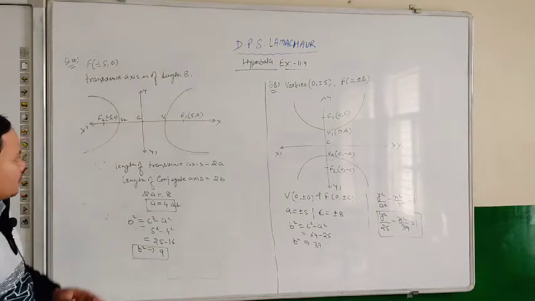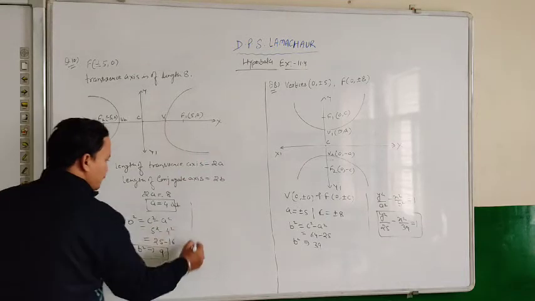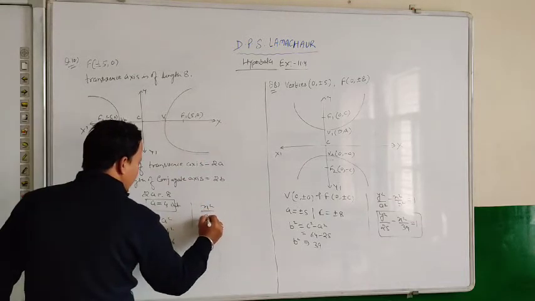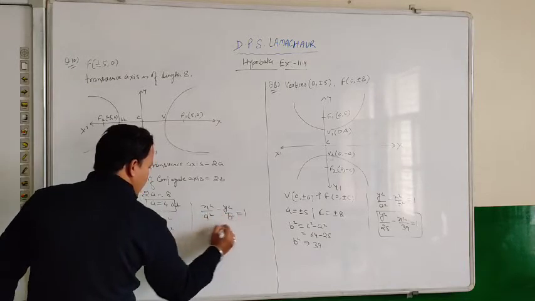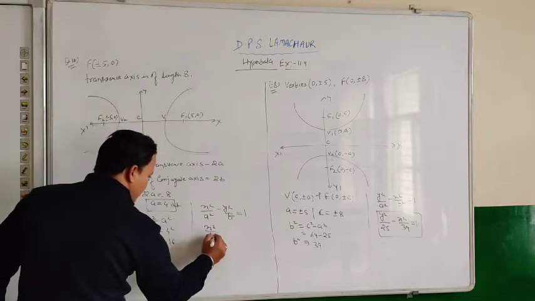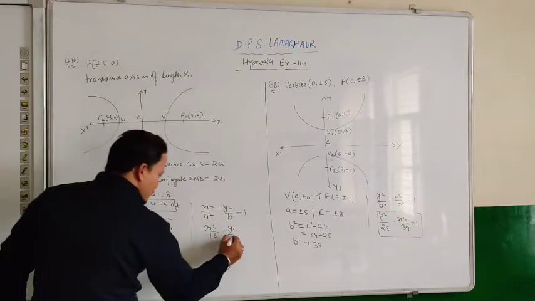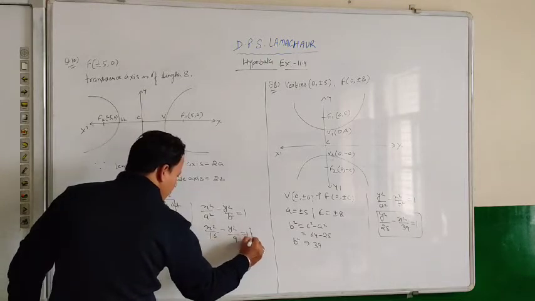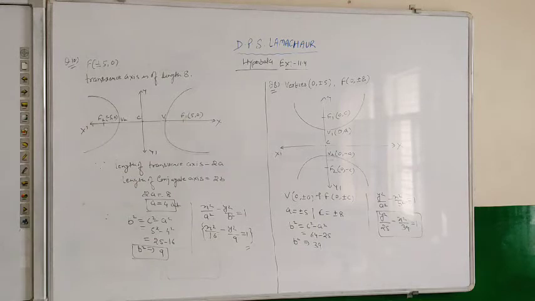Now, the equation of hyperbola which is symmetric about x axis is x square upon a square minus y square upon b square is equal to 1. Now, putting the value of a and b here, x square upon a square, that is 16, minus y square upon b square, value of b square is 9, equal to 1. So, this is our required equation of hyperbola. Okay. Pause the video and take the screenshot.